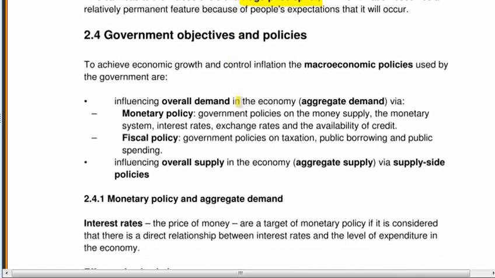So what does the government do about this? Well, there are two types of policy which a government can employ to influence the level of demand in the economy. So we used to call these the two levers that are at the disposal of the government. One lever is monetary policy, the other lever is fiscal policy. Fiscal policy we've already seen, it's all about government expenditure and taxation. Okay, and the gap between the two is obviously borrowing.